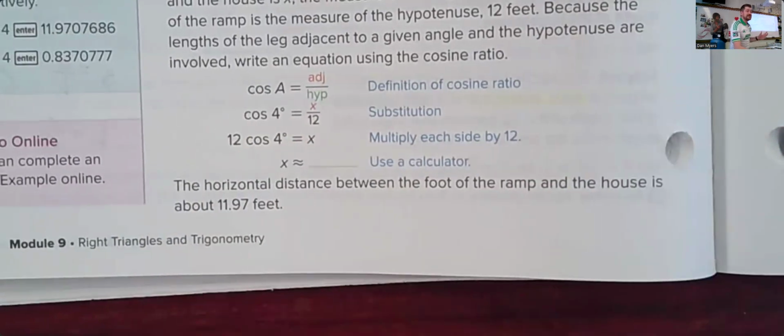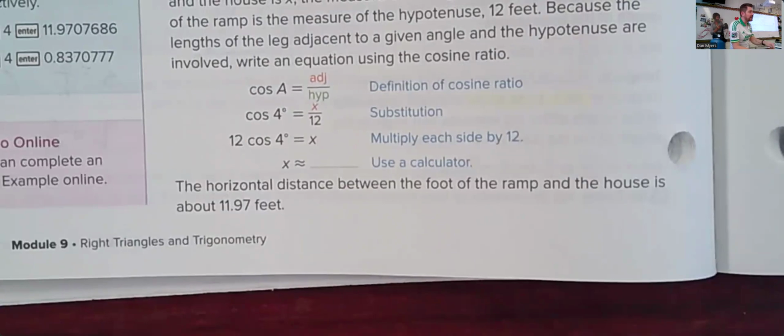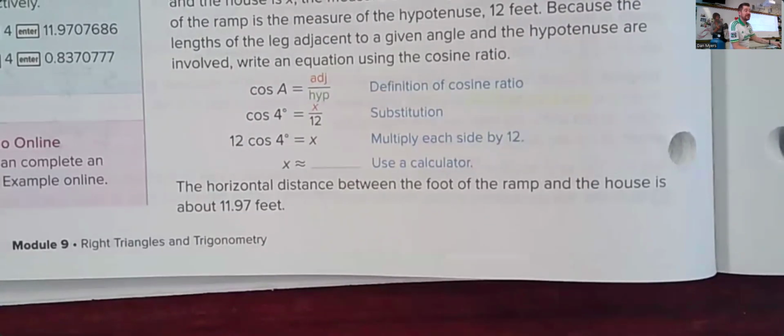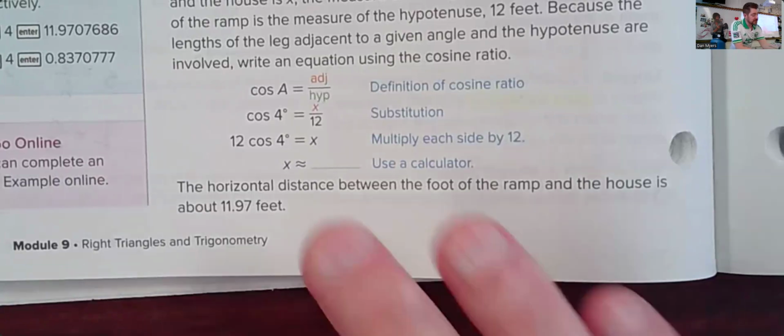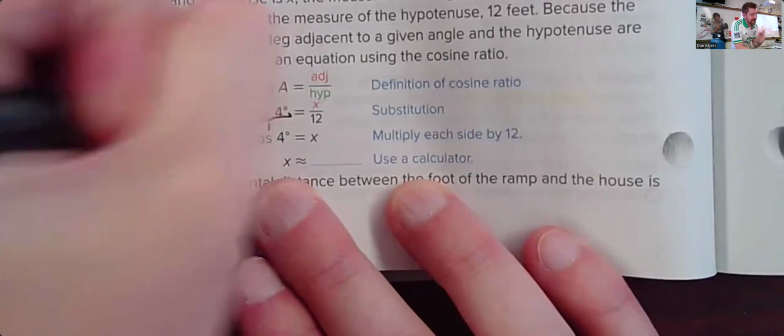Now, oftentimes, and actually pretty much all of the time, if I was writing this on my own, everybody pay attention here, I would write this as the cosine of 4 over 1.